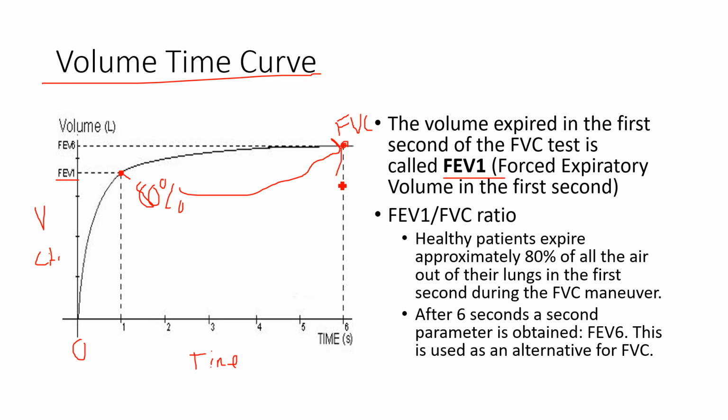Now, there are some conditions where that changes, and we'll go over that. So again, FEV1 we get from the volume time curve. We look at the volume expired during the FVC maneuver at the 1 second point and at the end of the test, when there is no more volume being moved out of the lungs. Again, we should get 80% of this volume out in the first second in a normal healthy individual. The ratio should be 0.8.